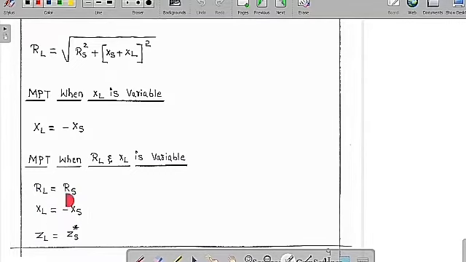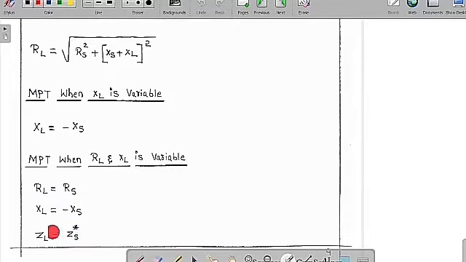If we add these two, we get ZL equal to RL plus jXL equal to Rs minus jXs. So simply we can say ZL is equal to Zs conjugate, or Zs is equal to ZL conjugate. The load impedance is equal to the complex conjugate of the source impedance. At this condition, when both RL and XL are variable, we get the maximum power consumed by this load.